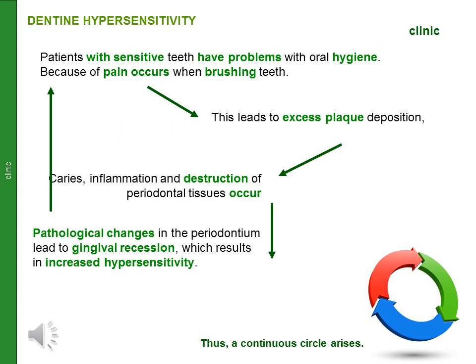Dentin hypersensitivity clinic. Patients with sensitive teeth have problems with oral hygiene because pain occurs when brushing teeth. Then this leads to excess plaque deposition and caries, and inflammation and destruction of periodontal tissue occur. Pathological changes in the periodontium lead to gingival recession, which results in increased hypersensitivity. Thus, a continuous circle arises.